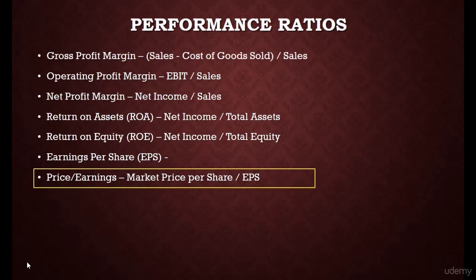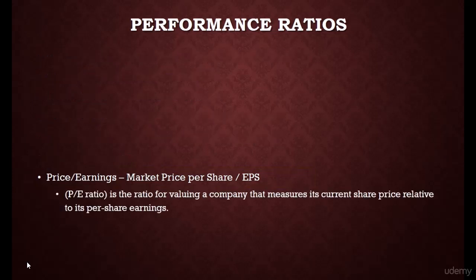And lastly, we have our price earnings ratio, which is our market price per share divided by our earnings per share. And this ratio is used for valuing a company that measures its current share price relative to its per share earnings. And now I'm going to take you over to Excel and show you how to get these ratios with our income statement and our balance sheet.